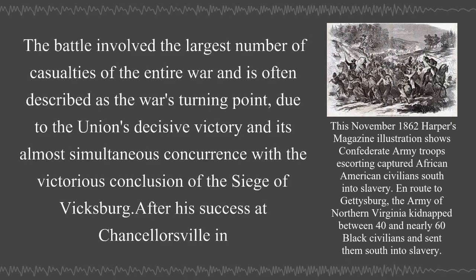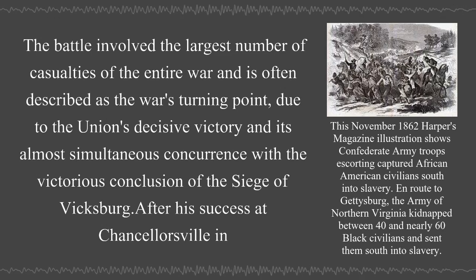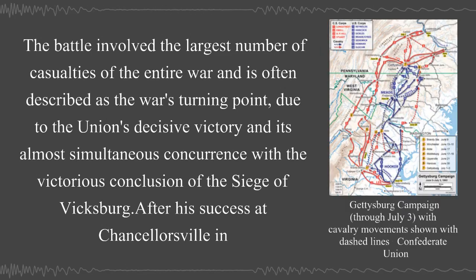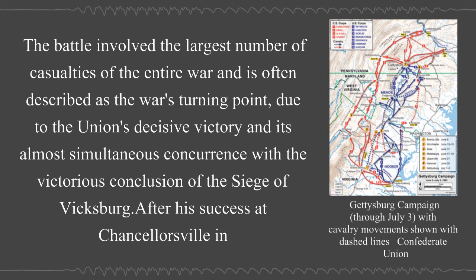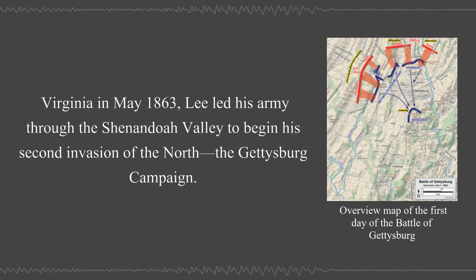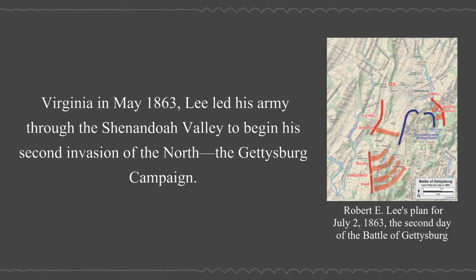The battle involved the largest number of casualties of the entire war and is often described as the war's turning point due to the Union's decisive victory and its almost simultaneous concurrence with the victorious conclusion of the Siege of Vicksburg. After his success at Chancellorsville in Virginia in May 1863, Lee led his army through the Shenandoah Valley to begin his second invasion of the North, the Gettysburg Campaign.